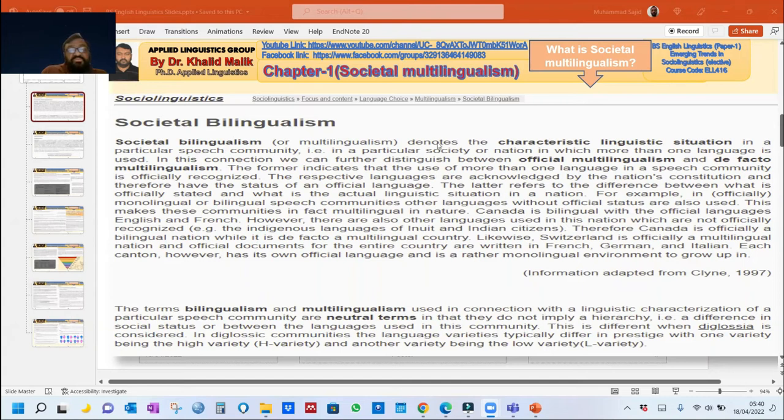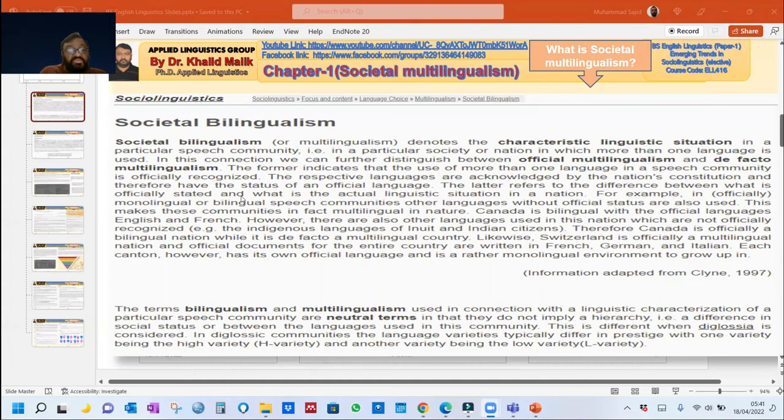Societal bilingualism or multilingualism denotes the characteristic linguistic situation in a particular speech community, that is, in a particular society or nation, in which more than one language is used. In this connection, we can further distinguish between official multilingualism and de facto multilingualism. The former indicates that the use of more than one language in a speech community is officially recognized. The respective languages are acknowledged by the nation's constitution and therefore have the status of an official language. The latter refers to the difference between what is officially stated and what the actual linguistic situation in a nation is.